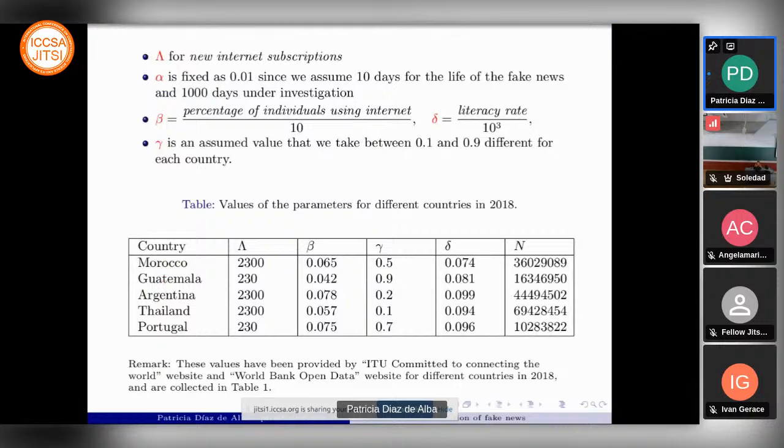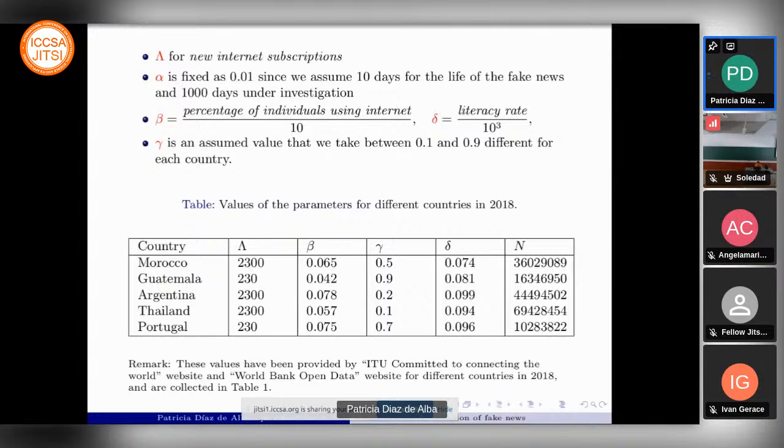So in a more detailed way, lambda stands for the new internet subscriptions. Alpha is fixed as 0.01, since we assume 10 days for the life of fake news, and we study 1,000 days to investigate the diffusion of the fake news. Beta and delta are chosen as the individuals using internet and the literacy rate, respectively. And gamma is an assumed value that we have taken between 0.1 and 0.9 in order to also understand the behavior of the subpopulations for different values of gamma.